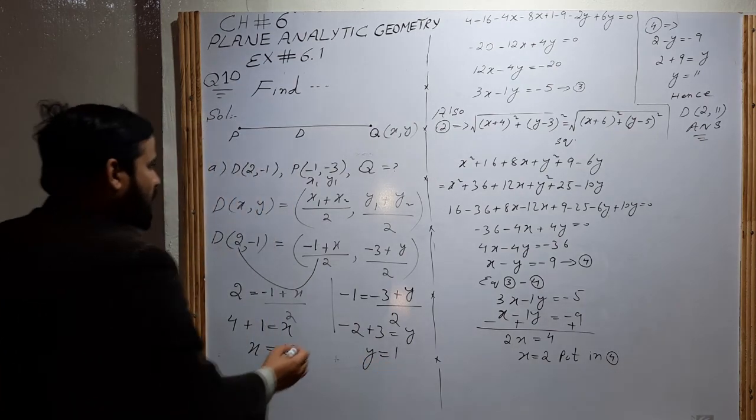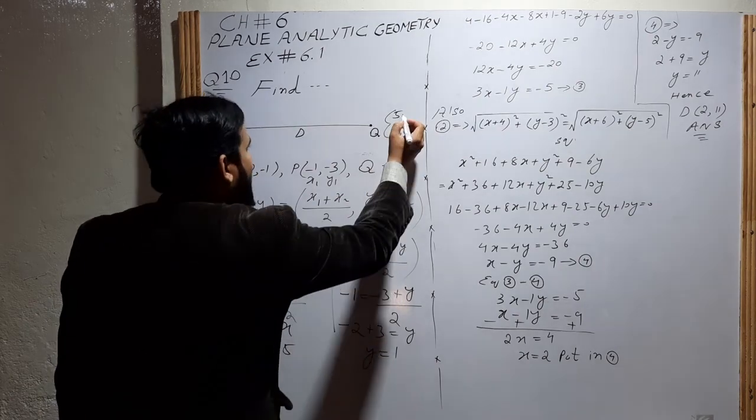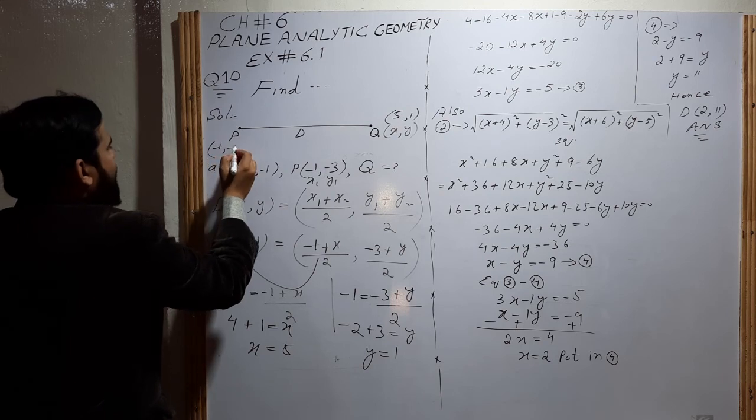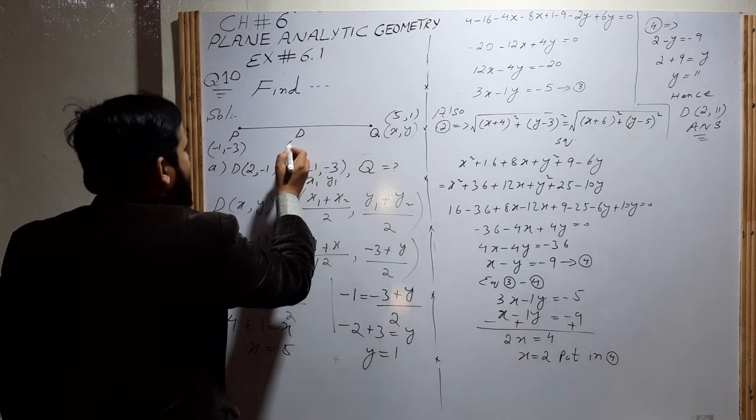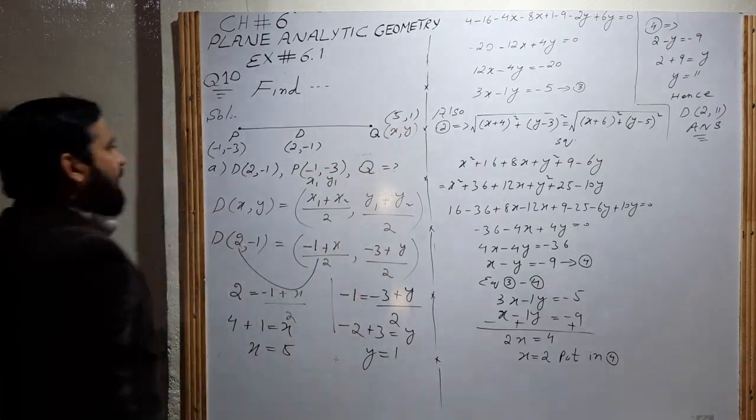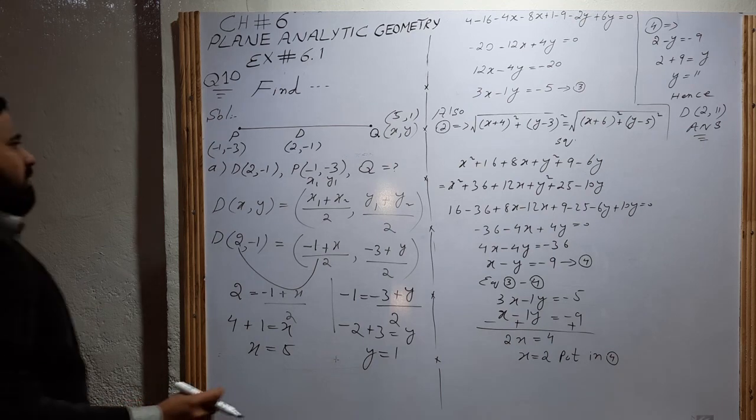So the other endpoint, in this case Q, has x value 5 and y value 1, and P is given as (-1, -3), and D is also given as (2, -1). It is the midpoint of this line. We can easily verify the answer.